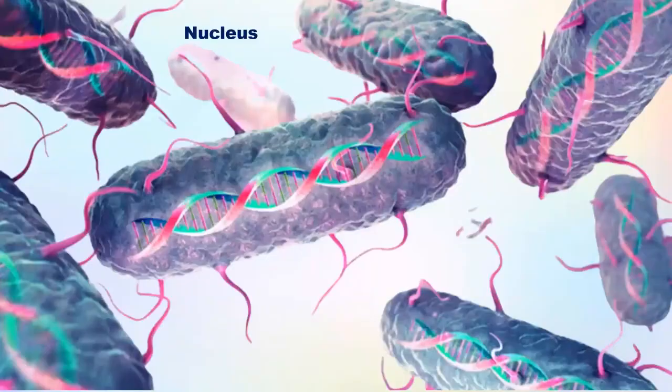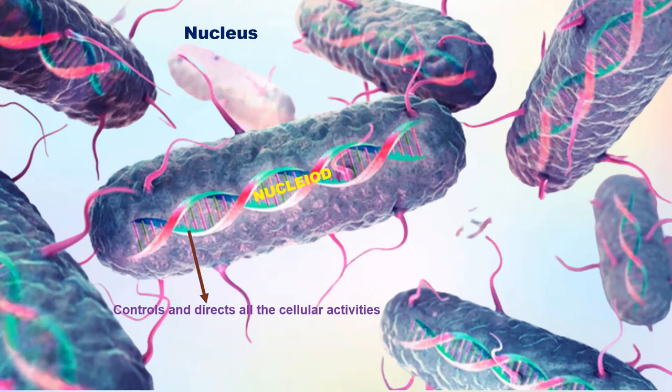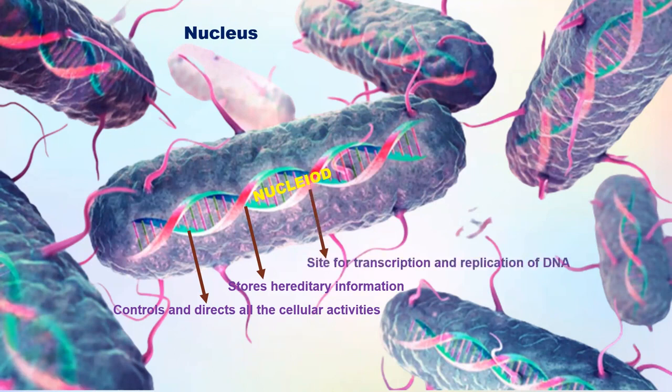Now we can see the nucleus of the bacterial cell. The bacterial nucleus is also called as nucleoid. It is the most important part of the cell, and this nucleoid controls and directs all the cellular activities. It also stores the hereditary information of cell, and it also happen to be the site for transcription and replication of DNA.